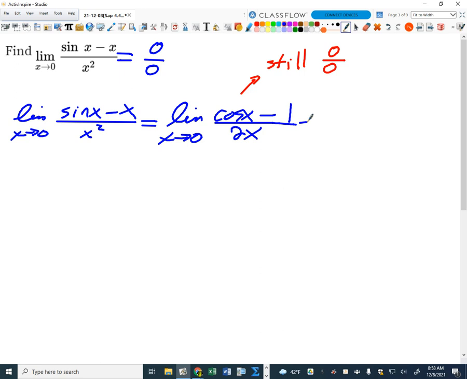So I've got to go again. The derivative of cosine is negative sine. The derivative of 2x is 2. And now what do I get if I evaluate that? Sine x, as x approaches 0, is 0. So I get 0 over 2. Is that indeterminate? No. That's an answer, right? So the answer is 0. That's our limit. Okay.